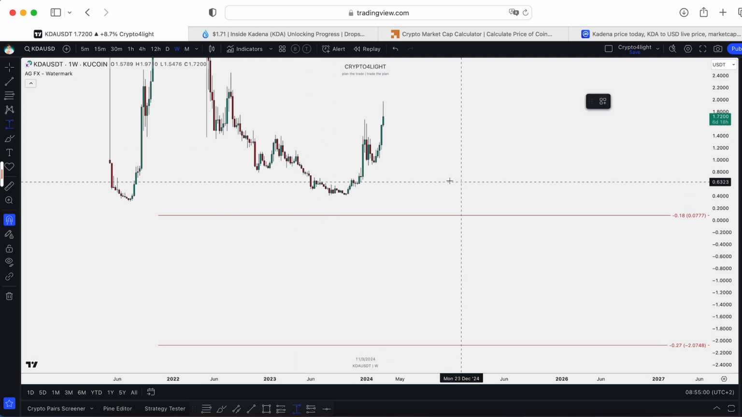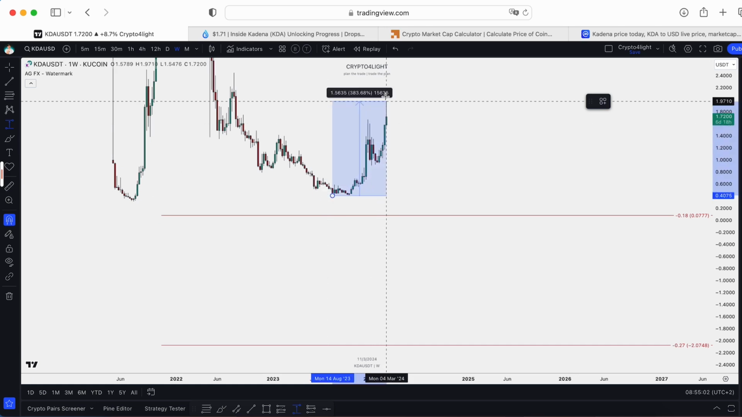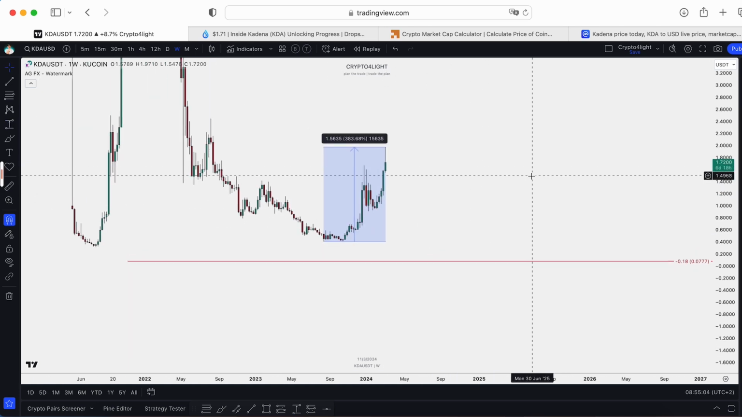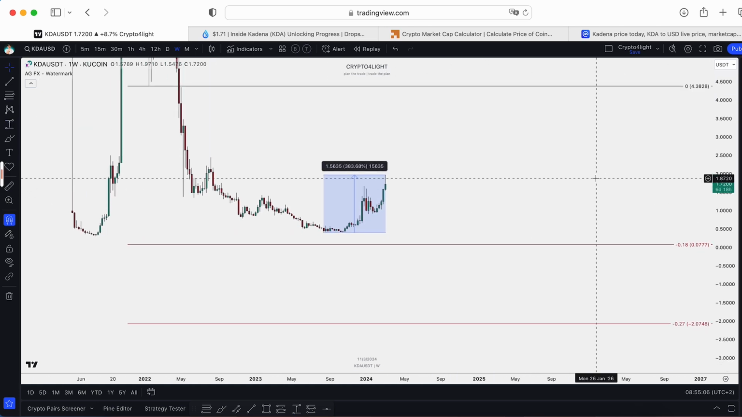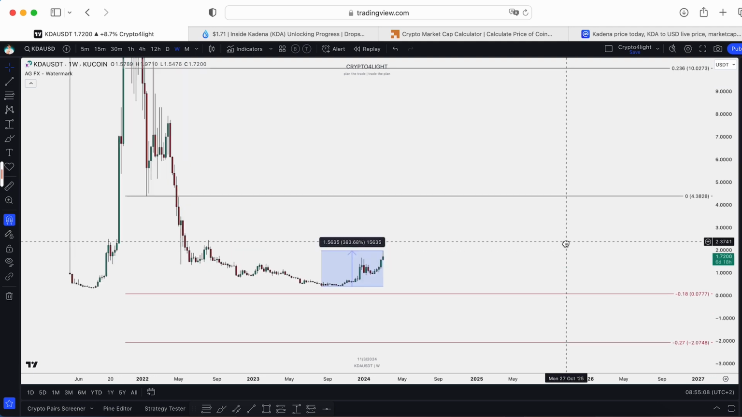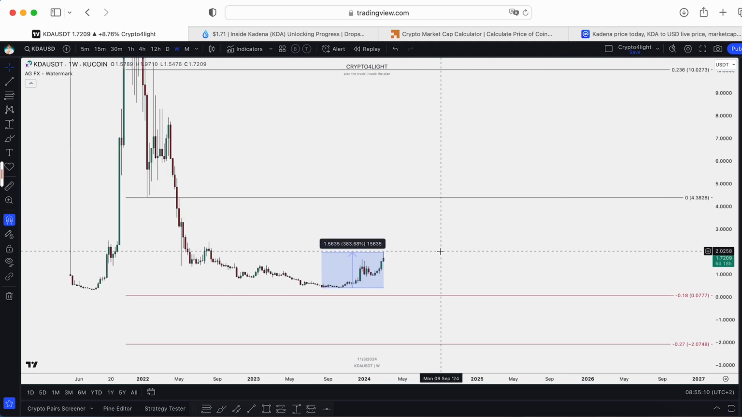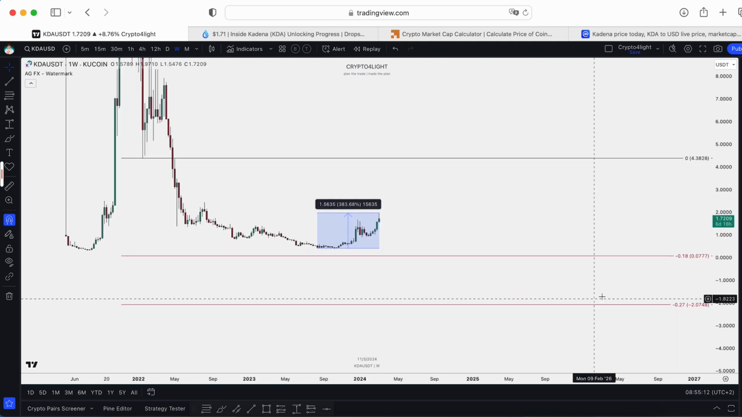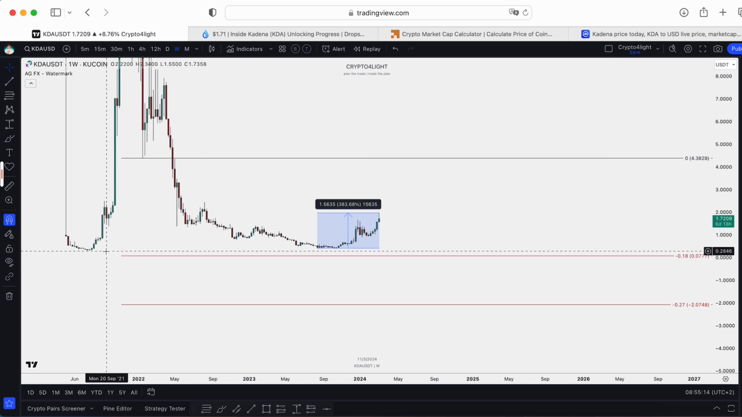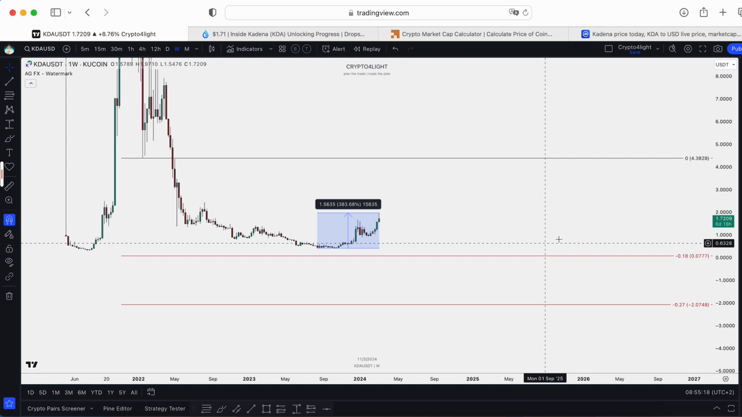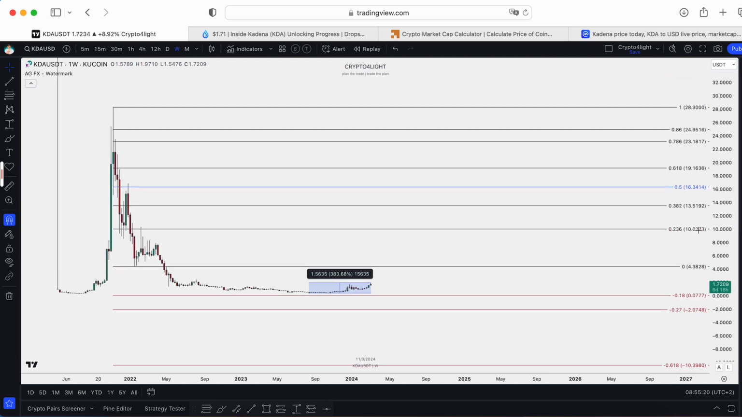Basically from this low, that's not the all-time low, Kadena already pumped 383%. Of course, it's not a time to sell this coin, but mark these levels, like a sweep of this all-time low. It's the best accumulation zone, of course, based on this FIB.